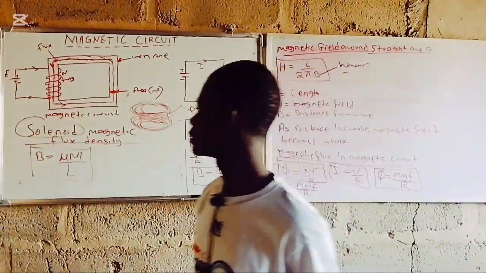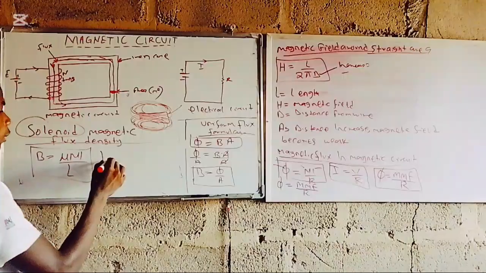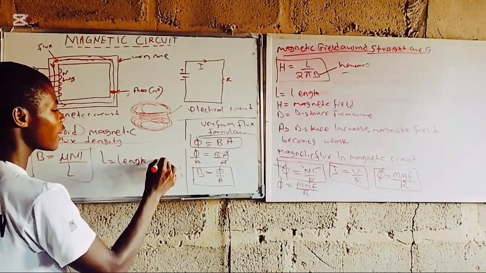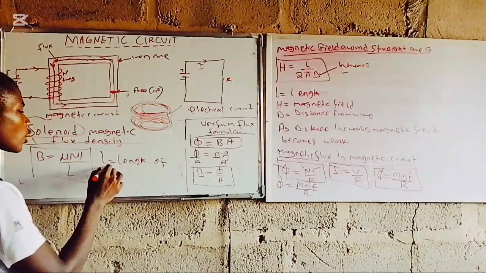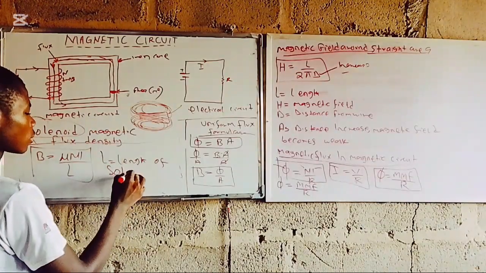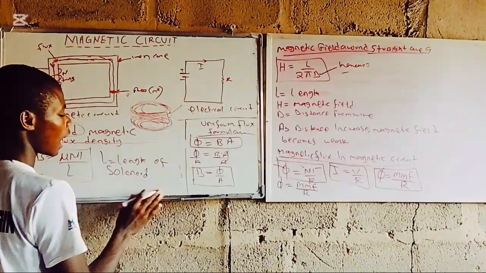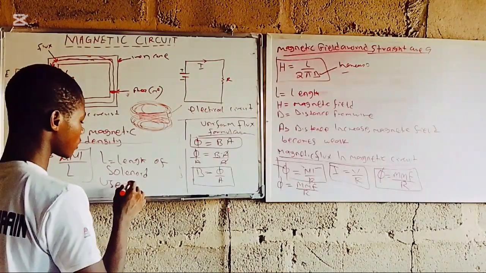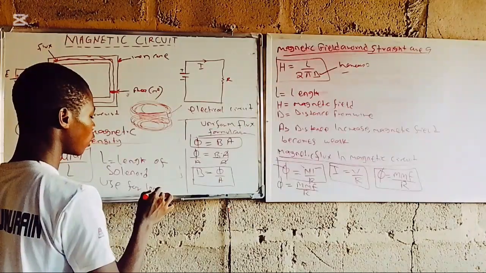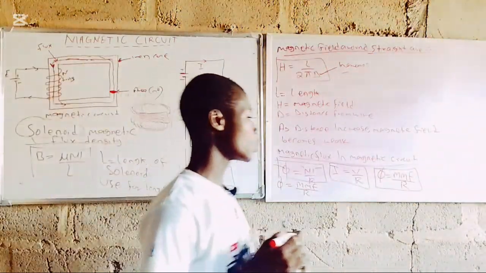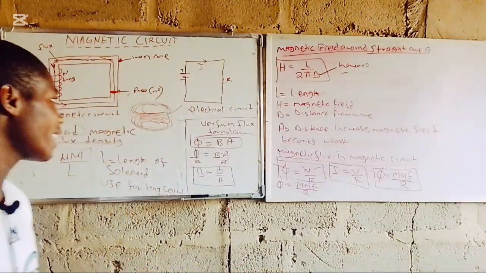The L stands for the length, the length of this solenoid, and it is used for long coils. We have the toroid mean length.